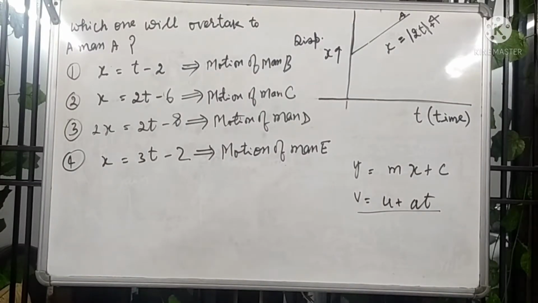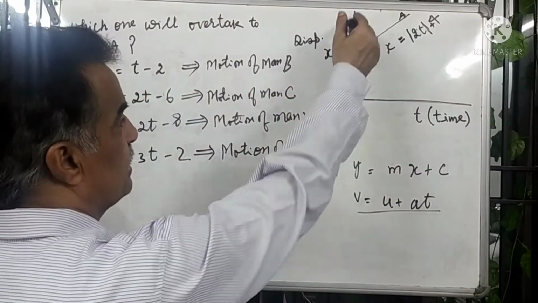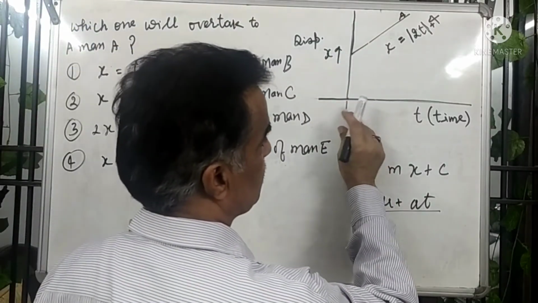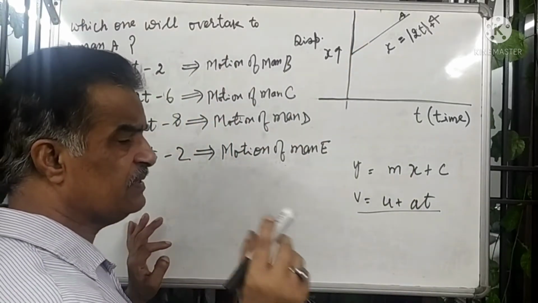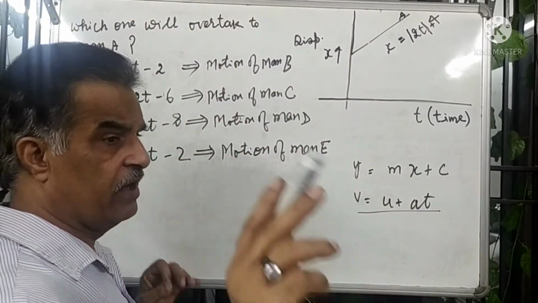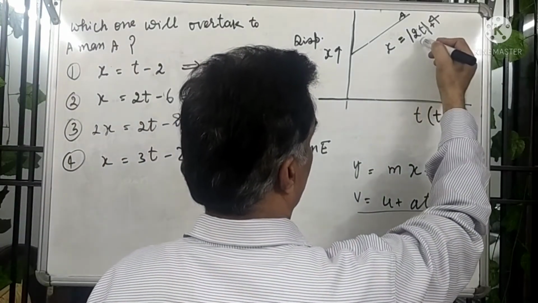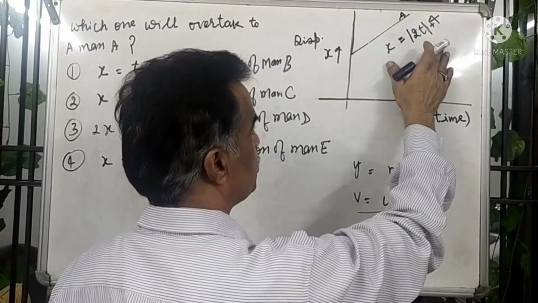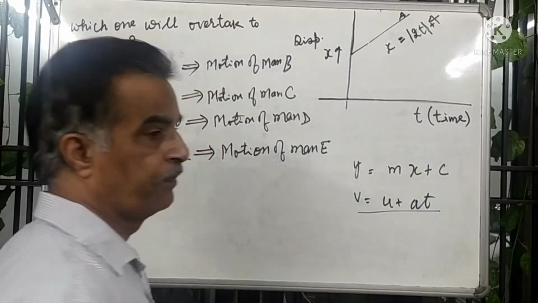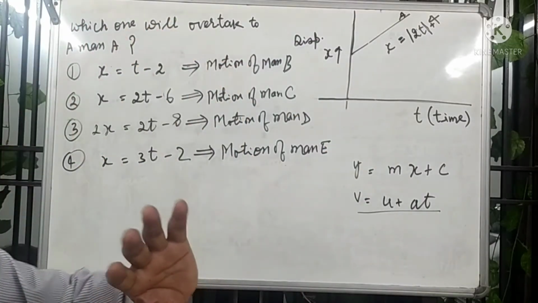Yes, students, it's a very interesting question. The question is this. This is the graph, this is the time axis and this is the displacement axis. There is a person A and the motion equation is given as x = |2t| + 4. This is the motion equation of man A. So the question is this, there are four more persons.